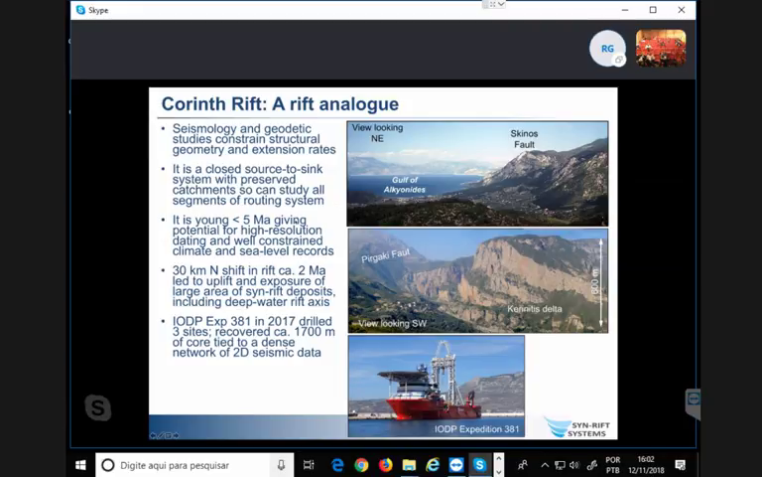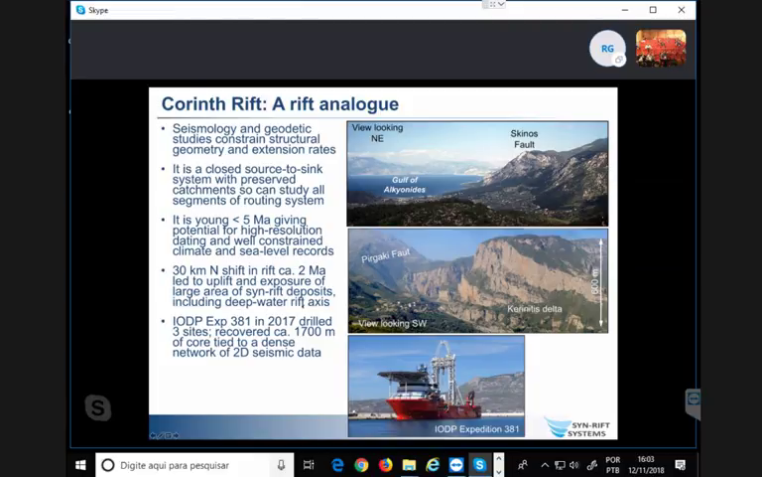Also in Corinth, there was a northward migration of rifting about 2 million years ago, where the rift shifted 30 kilometers north. And that allowed uplift of the earlier rift fill. So this middle image here shows 600 meter high, seismic-scale exposure of hanging wall deltas. And here's the border fault that was active at that time. So we can go from rift scale to seismic scale to outcrop scale in the rift.